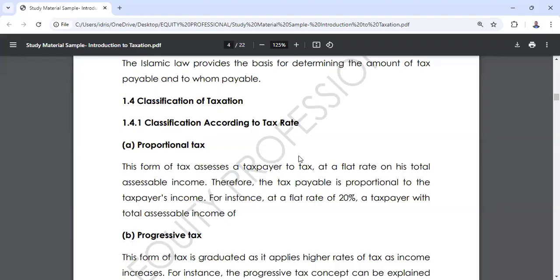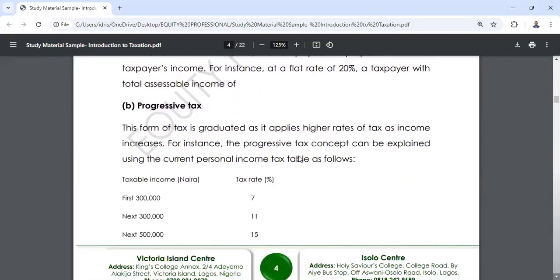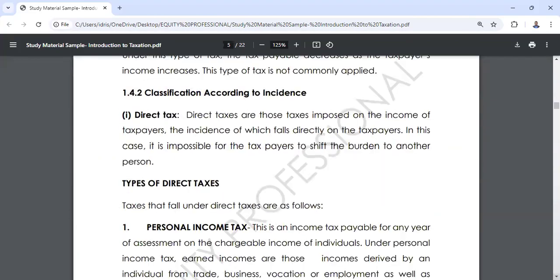Now, let's look at classification of tax according to incidence. How do we classify tax according to incidence? There are 2 types of tax according to incidence. We have direct tax and indirect tax. There are 2 classifications of tax according to incidence: direct tax and indirect tax.